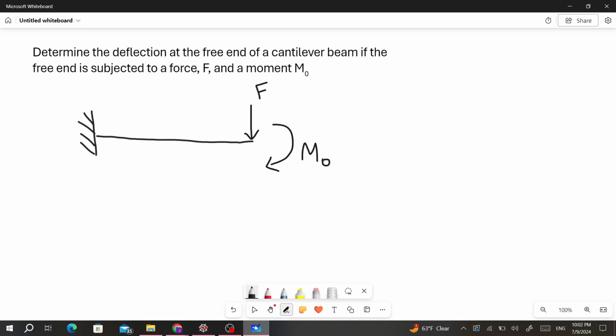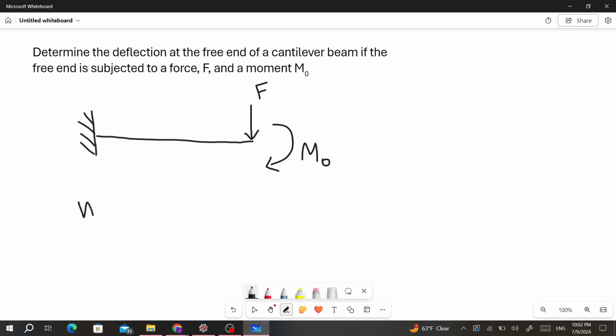simultaneously. So here we're going to look at another cantilever beam, and we're going to determine the deflection at the free end of the cantilever beam if the free end is subjected to a force F and a moment m0. Okay, so we've already seen what the deflection is going to be due to this force F.